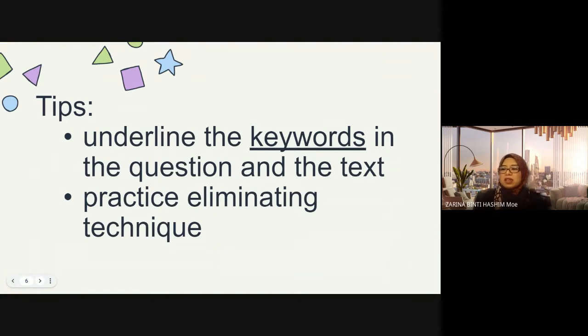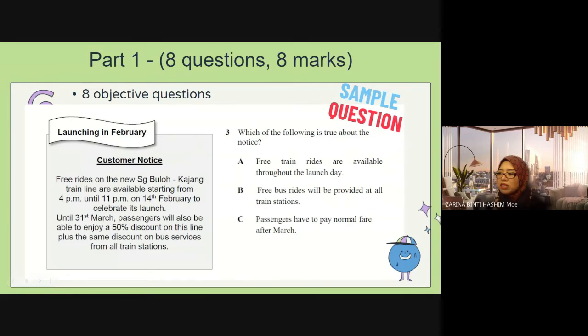So these are some tips for answering paper one, part one. First, underline or highlight the keywords in the question and the text. When you read the question, for example just now, number 3, which of the following is true about the notice? Maybe you can highlight the word true. They want to know if free train rides are available throughout the launch day. Then you refer to the notice, whether they mention the free train rides or not.